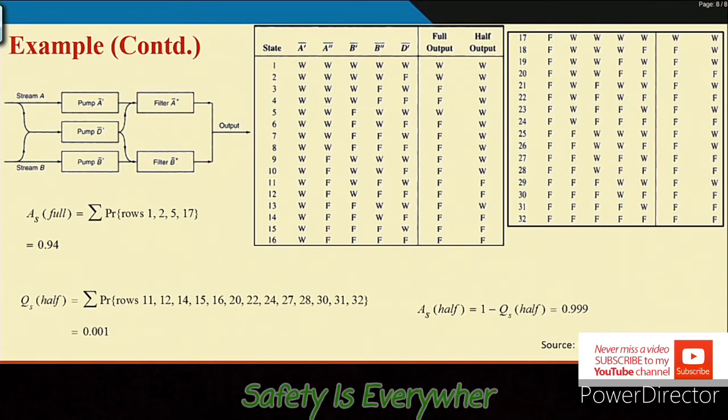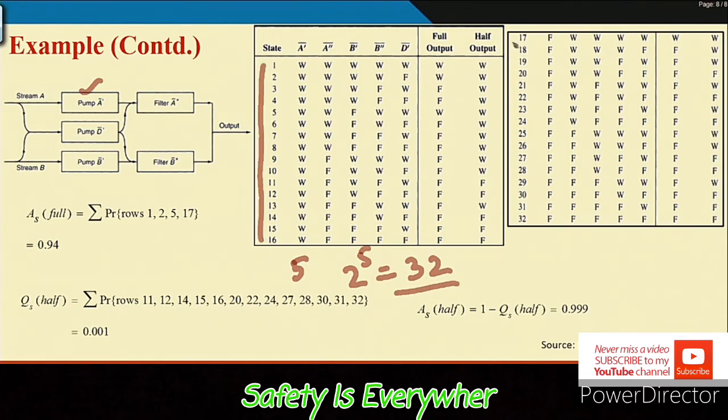Now how we are using the truth table, you just see how many possibilities are there. Okay. So the question is, how many pumps? 3 pumps and 2 filters. So how many components? 5 components. So each component can have how many states? 2 states. So that's why the combination will be 2 to the power 5 equal to 32. You see the 32 combinations are written here.